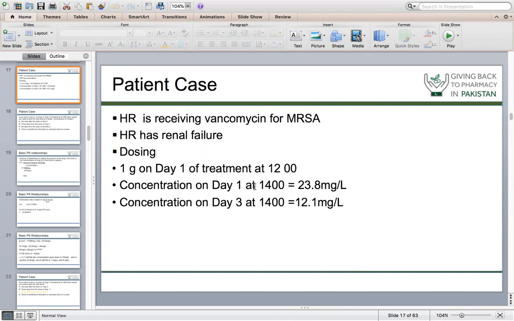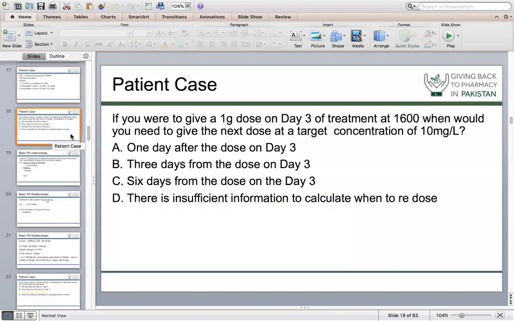So what does that mean? After 3 days, the initial concentration falls to half, which means the half-life is 3 days. Now the examiner asks, if we want to get a target concentration of 10 milligrams, on day 3 we give another gram, which will result in a concentration of 36 milligrams in this patient. So what is half of 36 milligrams?